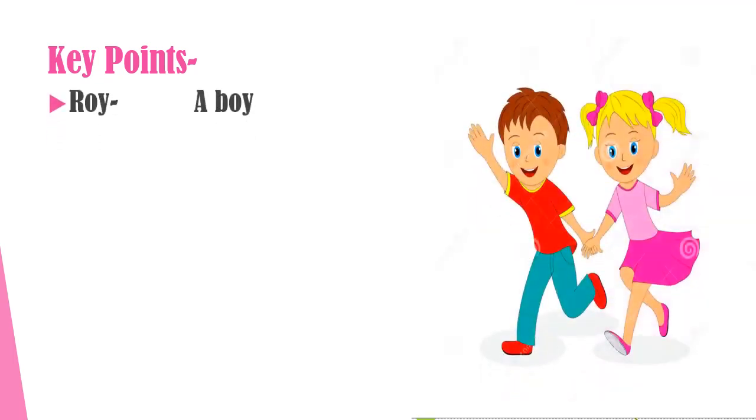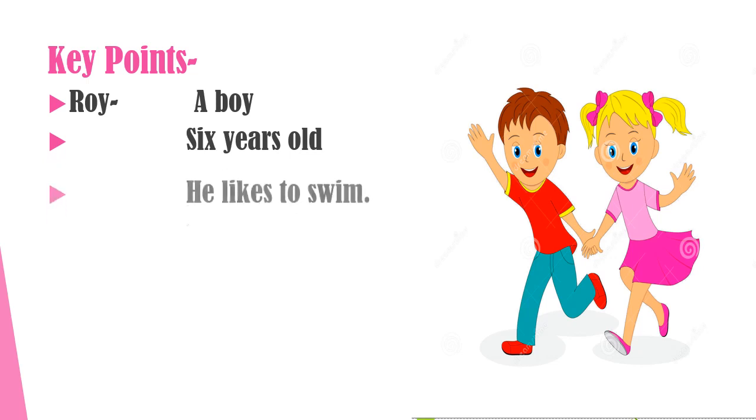So the first one is Roy. In this lesson we read about a boy, Roy. Roy is a boy who is introducing his family. Roy वही boy है जो अपने परिवार को introduce करवा रहा है, जो अपने परिवार के बारे में बता रहा है. So who is Roy? Roy is a boy. He is 6 years old. वह 6 साल का है. He likes to swim. उसे तैरना पसंद है.